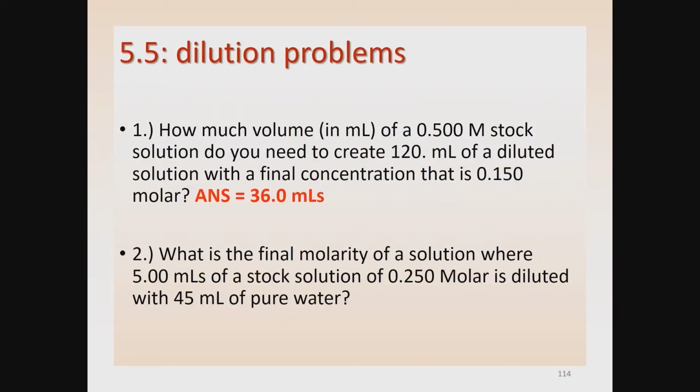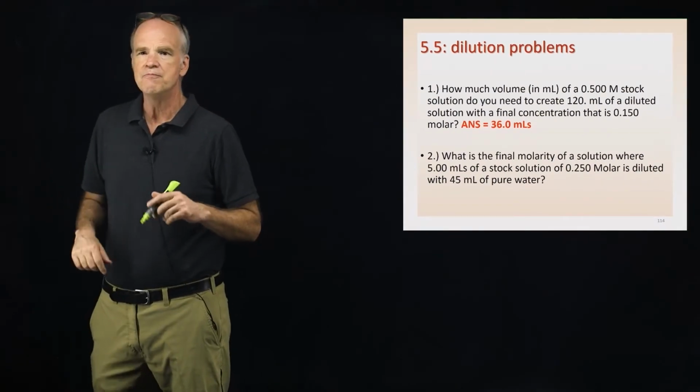Okay, so let's go right to some problems. We start out again with some easy problems and then it gets a little more complicated. The first problem is: how much volume in milliliters of a 0.500 molar stock solution do you need to create 120 milliliters of a diluted solution with a final concentration of 0.150 molar? Okay, so this is how you would solve the problem.